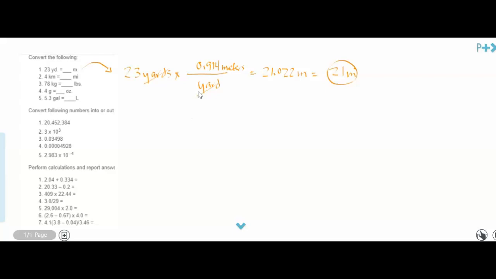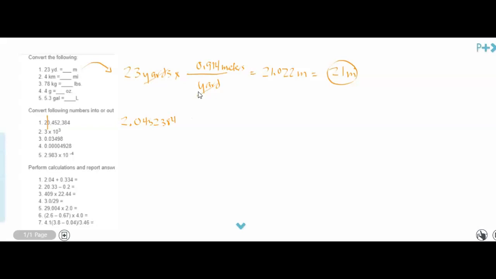Convert the following numbers in or out of scientific notation. This is 20,452,384. Make it a number between 1 and 10. And that means that's where the decimal goes. So 2. Oh boy, a lot of stuff. 0, 4, 5, 2, 3, 8, 4.